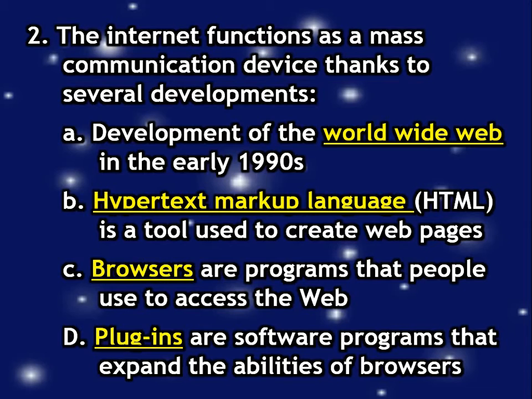The internet functions as a mass communication device, though, thanks to several different developments. First off, the World Wide Web, its deployment in the early 1990s. Prior to that, the internet was mostly these different message boards and forums and use of electronic mail and things like that. HTML, hypertext markup language, the tool used to create web pages. And that is still widely used today. It's kind of evolved, and you've got different elements that go along with that. But when you're looking at a page, it's written in that particular code, HTML.